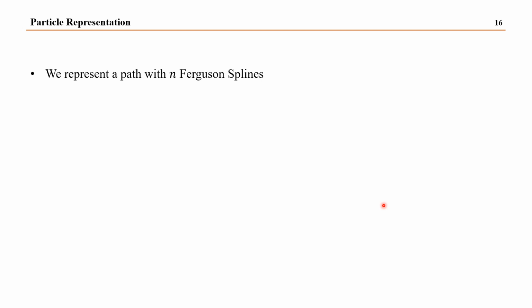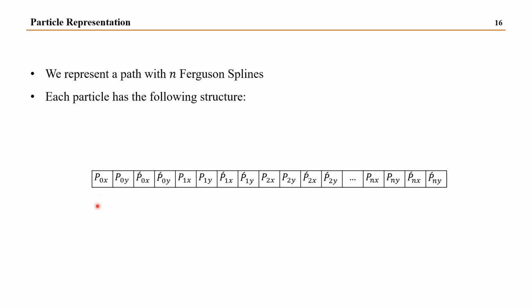Given that information, we now have to represent the path using n Ferguson splines. We're going to treat n as fixed in this video. Maybe later I'll tackle the problem of varying n to have an optimal selection of the number of splines. Each particle would have the following structure. We can see here we have a vector, p0x, p0y, the p1 vector that we have, flattened to a row vector.